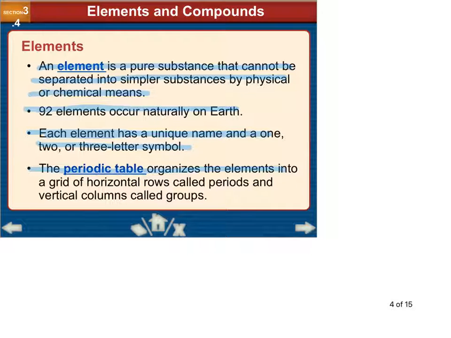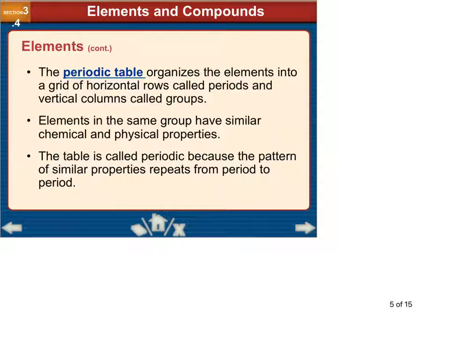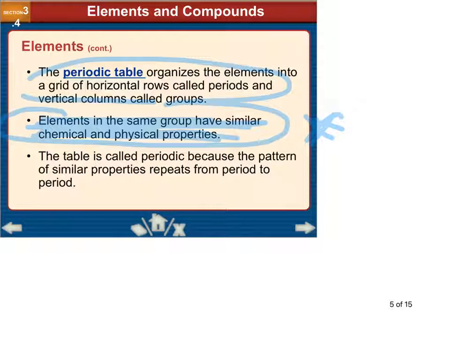Periodic table, there's our definition, organizes the elements into a grid of horizontal rows called periods and vertical columns called groups. There's a repeat of that same definition. Elements in the same group have similar chemical and physical properties. That will be a very key thing as we keep going on. Very, very important. Table is called periodic because the pattern of similar properties repeats from period to period. But periodic, period, just means repeating at a regular interval.